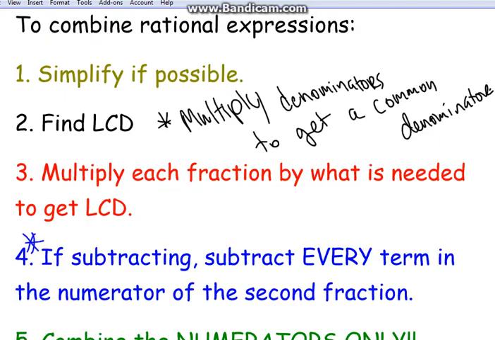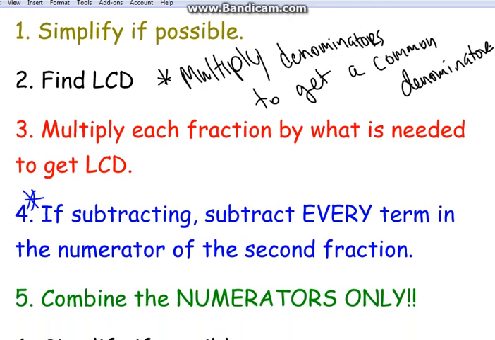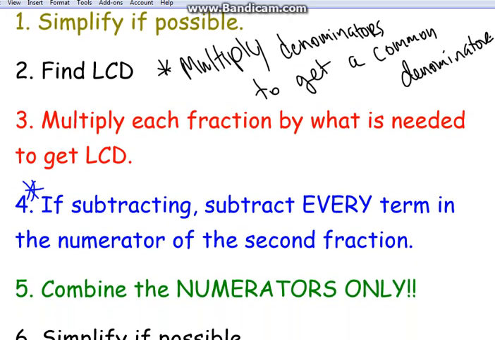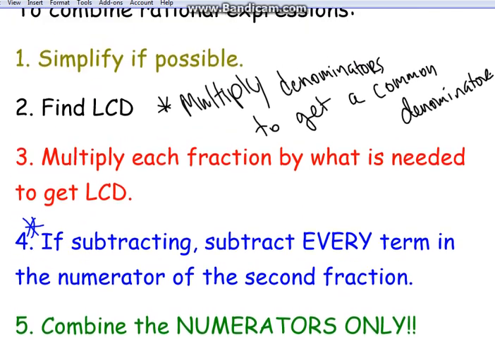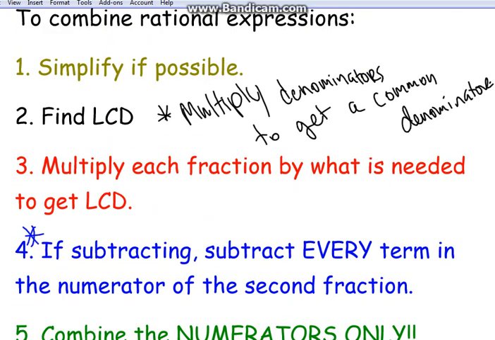Let's take a look at rules to combine rational expressions. We want to simplify if possible, find the LCD, multiply each fraction by what we need to get that LCD. If we're subtracting, we need to make sure that every term in the numerator of that second fraction is being subtracted. Combine your numerators only, and then lastly, simplify if possible. For finding the LCD, this won't always be the least common denominator, but the trick is you can always just multiply your denominators together to get a common denominator. In fact, that's what we're going to do most of the time anyway.